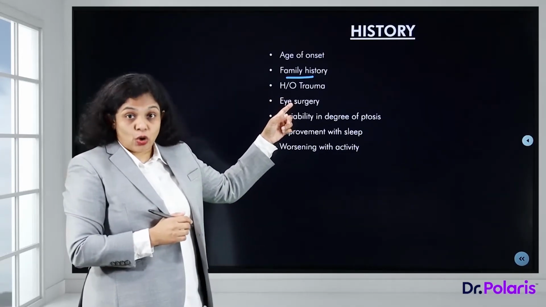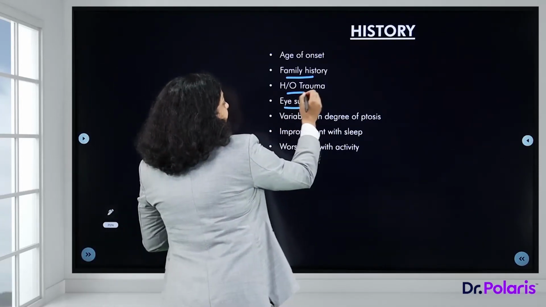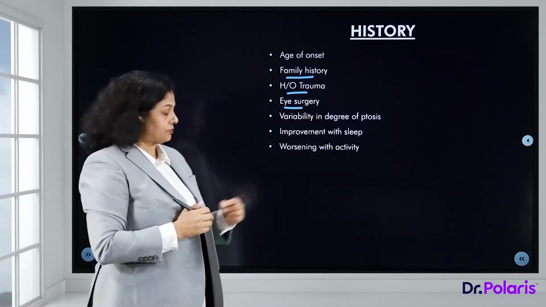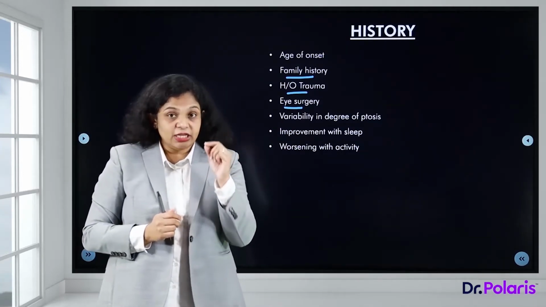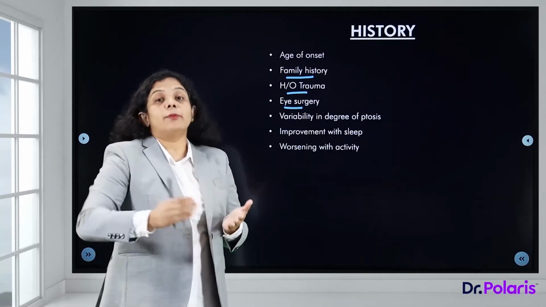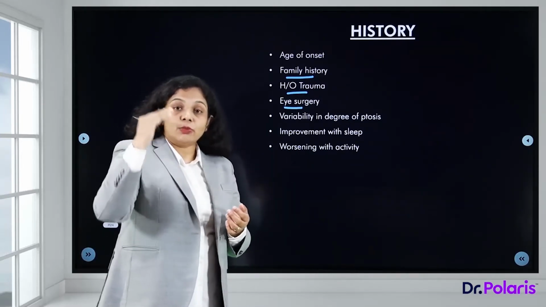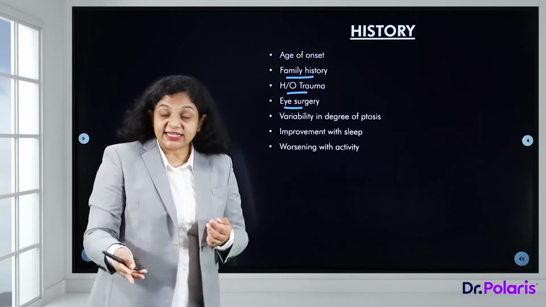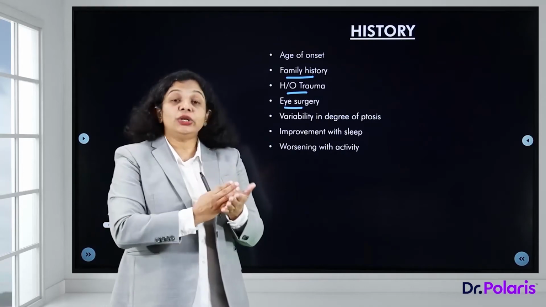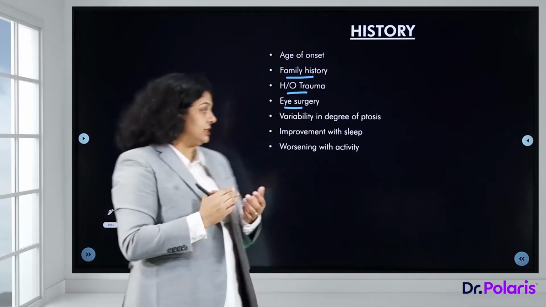History of any trauma to the eye. If there is any previous eye surgery that has happened. Also, if there is any variation in the ptosis depending upon the time of the day. Okay, so in the morning it is better, in the evening it gets worse, or while the child is eating there is a variation. So you need to know what type of variation is present in the ptosis.